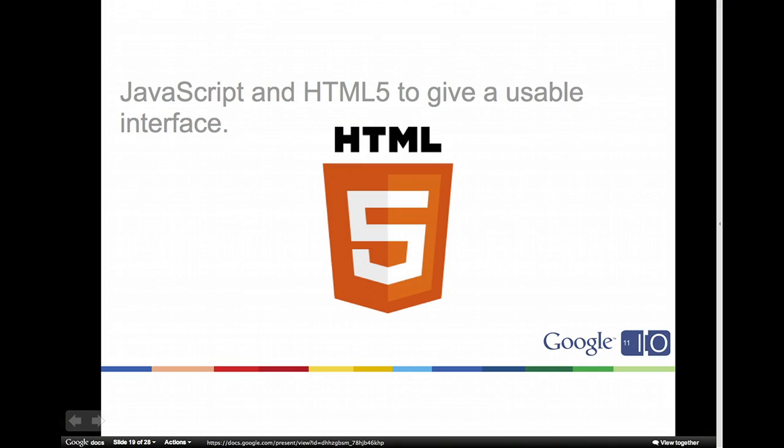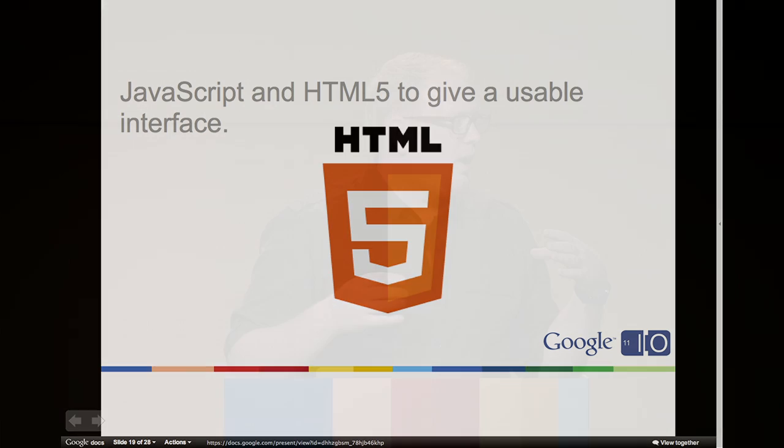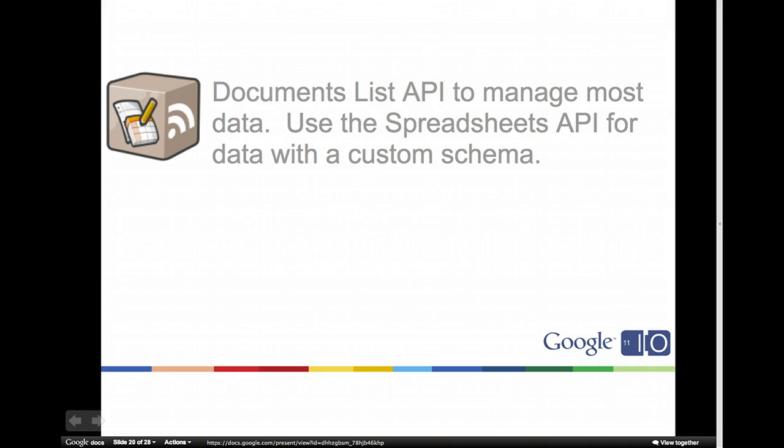We're also going to use JavaScript and HTML5 to give a usable interface. Like I said, this is a real application, so we're going to implement the full thing, from the App Engine app to OAuth all the way up to the user interface. There's a whole bunch of other talks on JavaScript and HTML5. The things that I'm going to do are not nearly as advanced as some of the things in the other talks, and I recommend you attend those if you're more interested in these topics. And then, of course, we're going to use the Documents List API to manage most of the data.